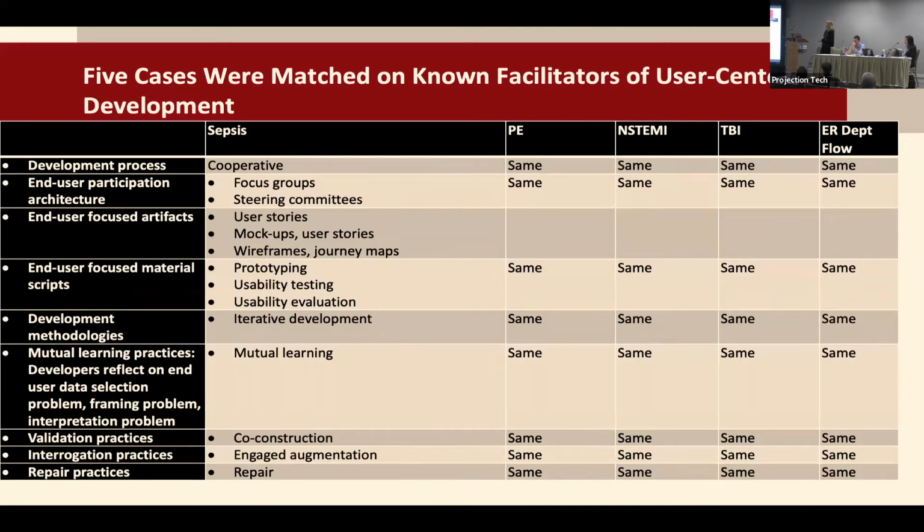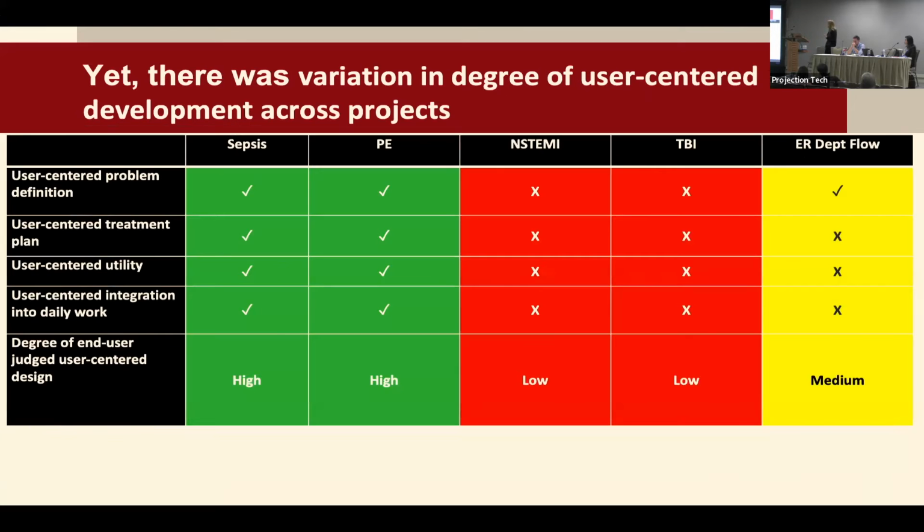They were also matched on known facilitators of user-centered design. Again, quick presentation, I'm not going to go through it, but in all cases, they use these things that we've heard about, just this iterative development, back and forth, mutual learning. This group at Duke is just great, embedded in the setting, does a lot of work back and forth between the developers and end users. Yet there's this variation in degree of user-centered design.